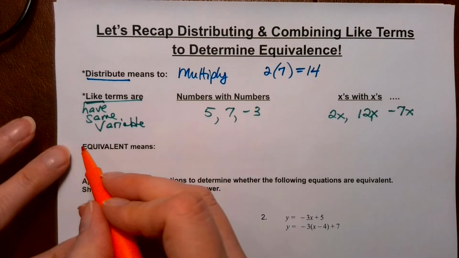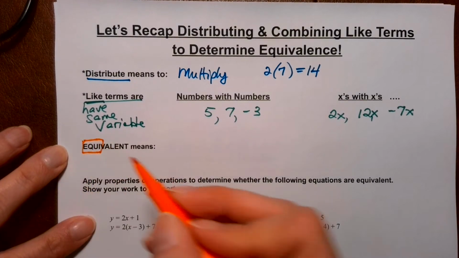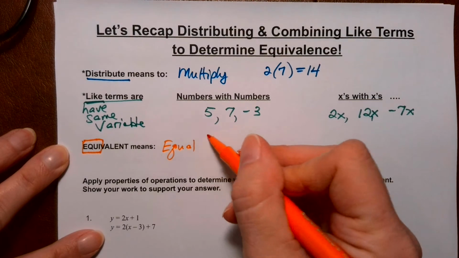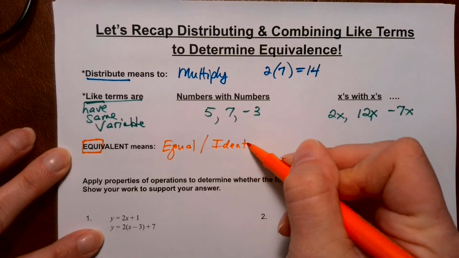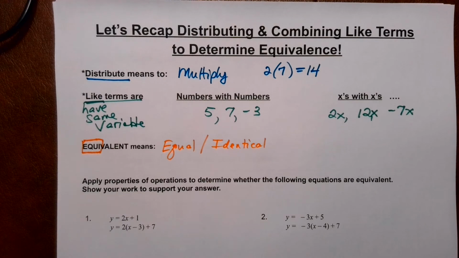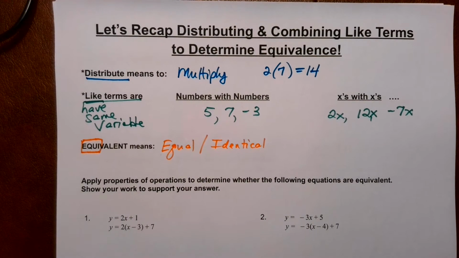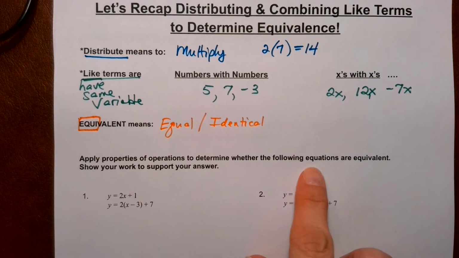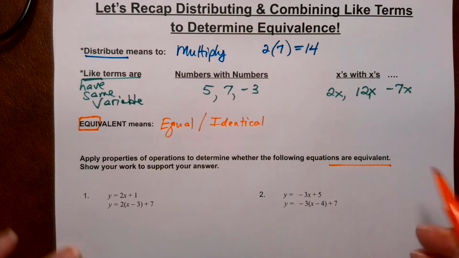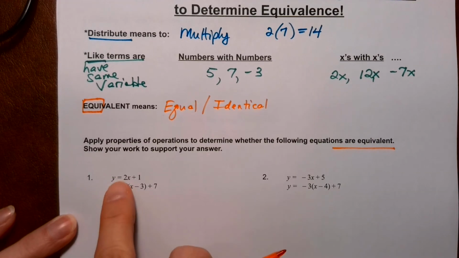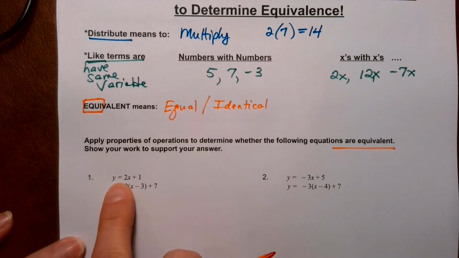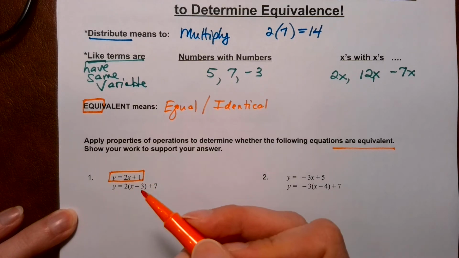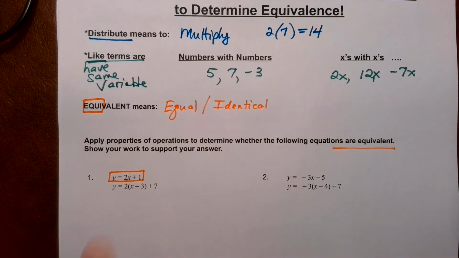If you look at this word here, equivalent, equi means equal. So if something's equivalent, it means they're equal or they're identical. So what we're going to do is some algebra to see if an equation is identical to another equation. We're going to use our properties to determine whether they are equivalent. Equivalent means that they're identical, they're the same. This first equation right here, there's really no work to be done. There's no parentheses. So this first equation is kind of already done. The second equation, though, needs some work.